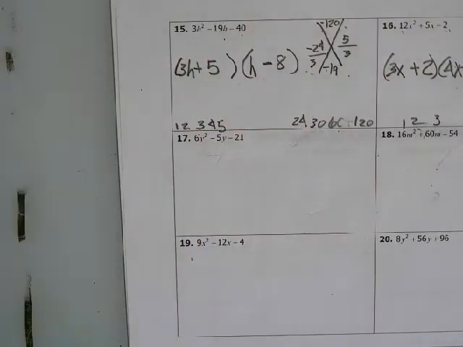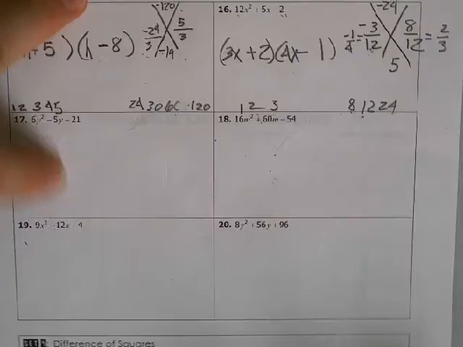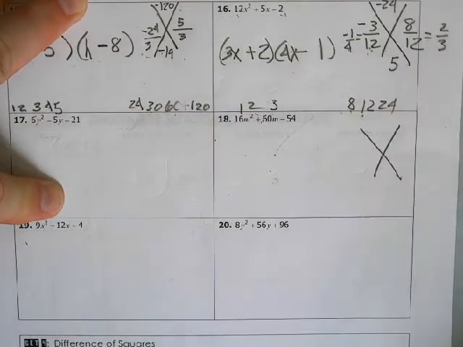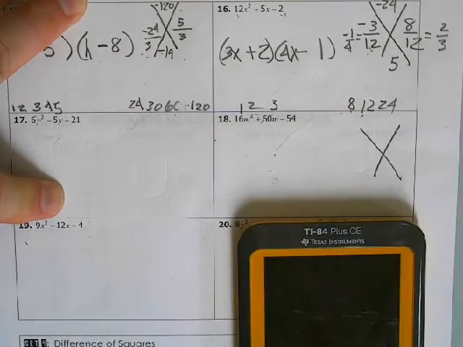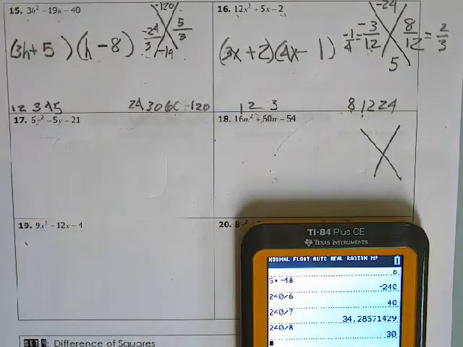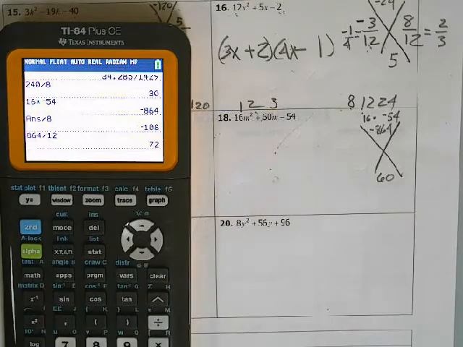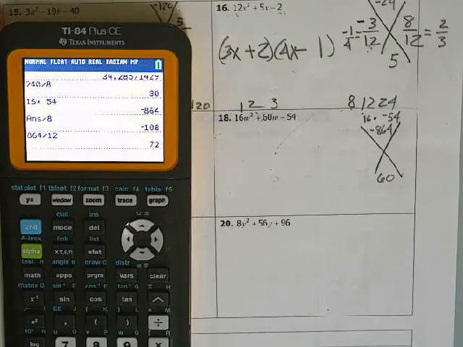I want you guys to try 18. Let's try 18. Bigger numbers. It's not harder, it's just bigger numbers. Try 18. Pause your video if you're at home. Try 18 real quick. Okay. So hopefully you got it.